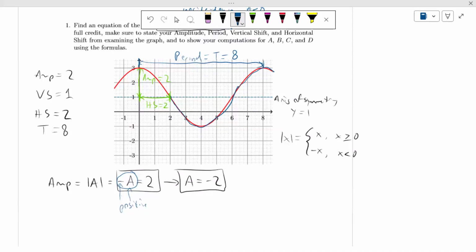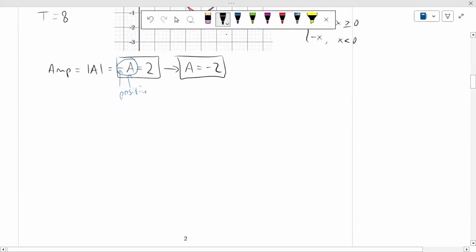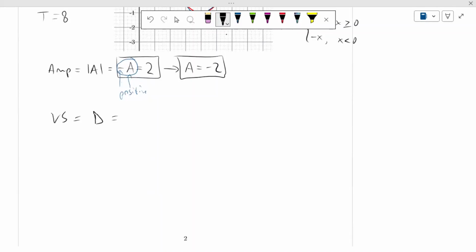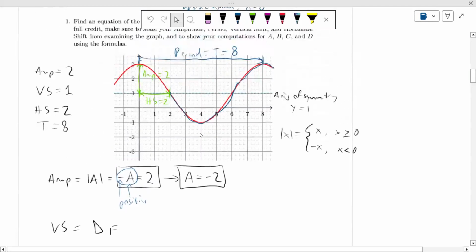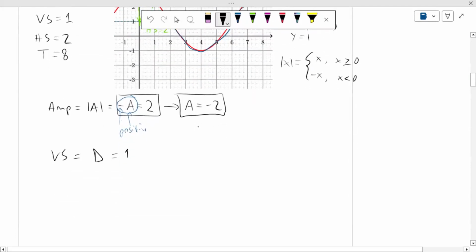It's because I have the upside down sine wave that your A is going to be a negative number. Okay. So now vertical shift, right? Vertical shift is always equal to D, and we found out that our vertical shift was 1. So D is equal to 1. That's pretty easy.